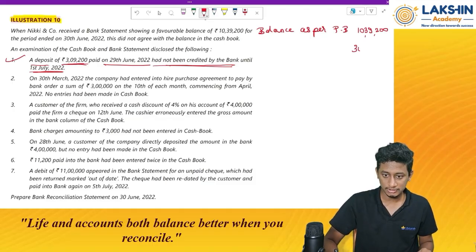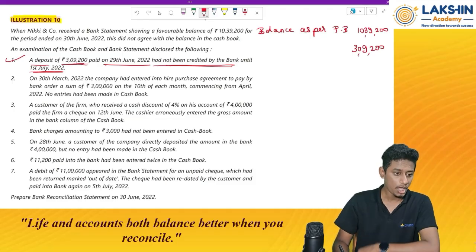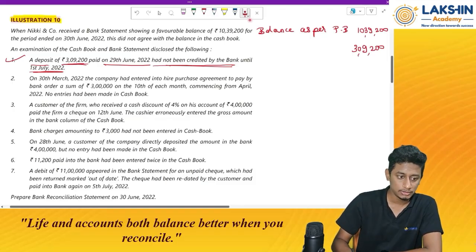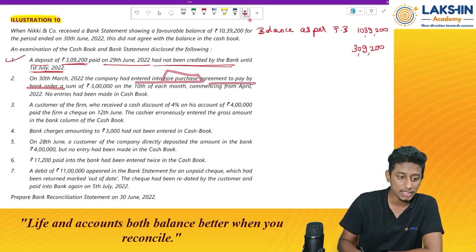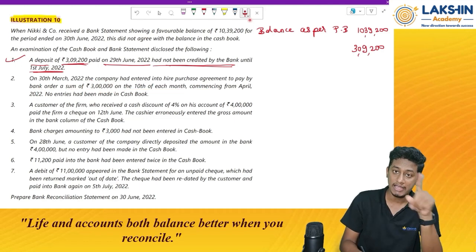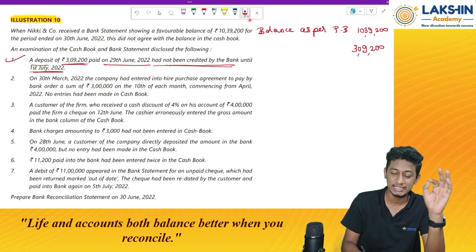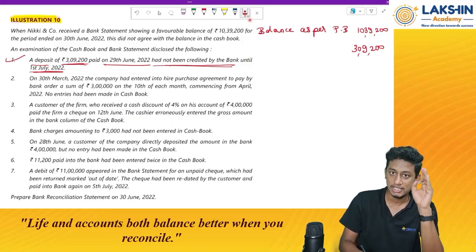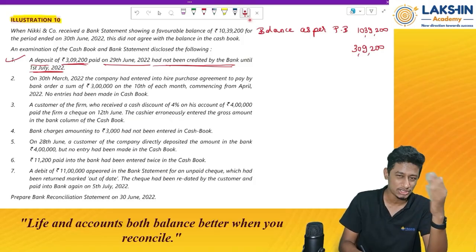So this is 3,09,200. Then on 30th March 2022, the company had entered into a hire purchase agreement to pay a bank order a sum of rupees 3 lakh on 10th of each month, commencing from April 2022. So from April 2022, I have instructed a bank to pay the installment. Basically, think of hire purchase as an EMI facility. So monthly I need to pay a certain amount to someone.